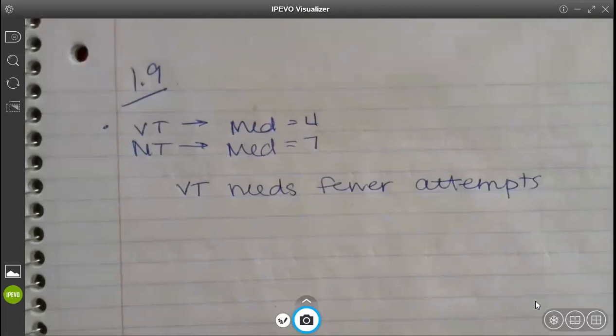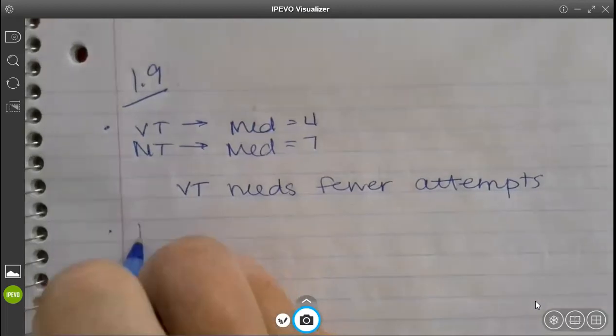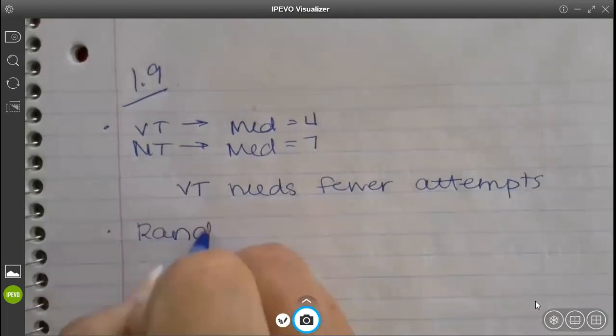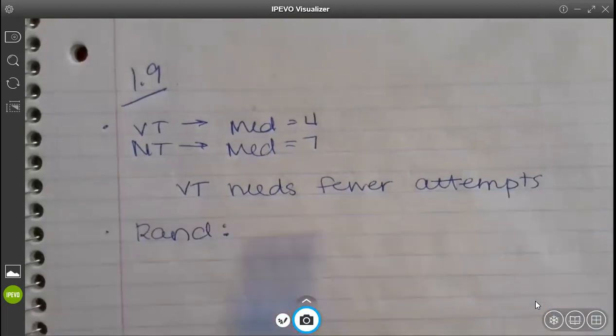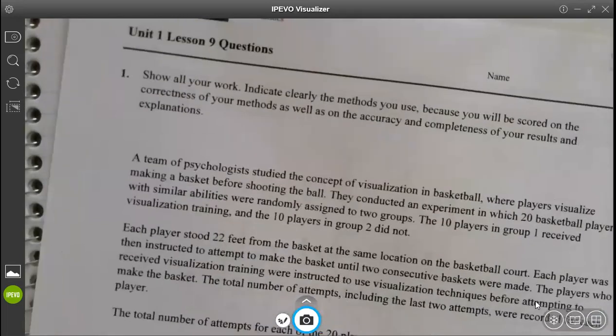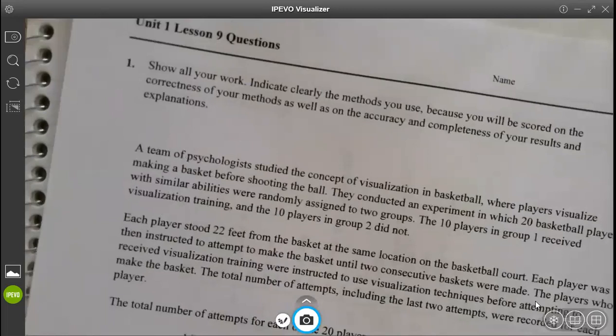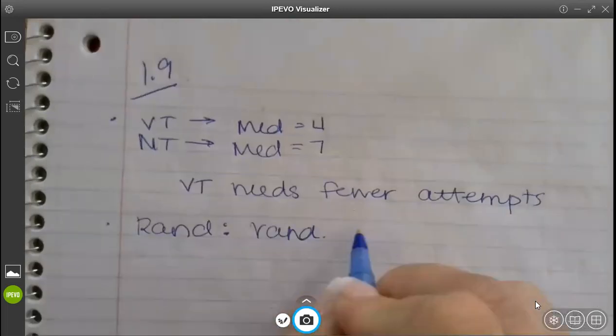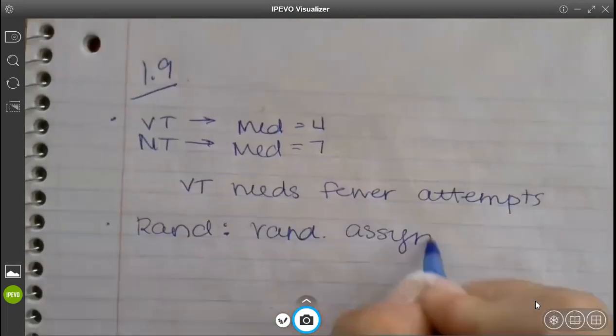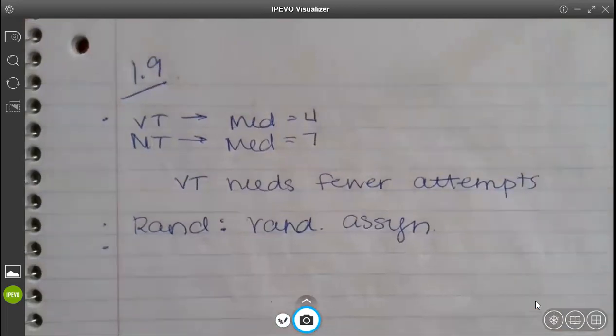Okay. All right. The next part: state and check conditions for conducting a 2-sample t-test for a difference in means. What's your condition? Random. Was it random? Where does it say it? Randomly assigned to 2 groups. So it did random assignment. Okay. What comes next? 10%.